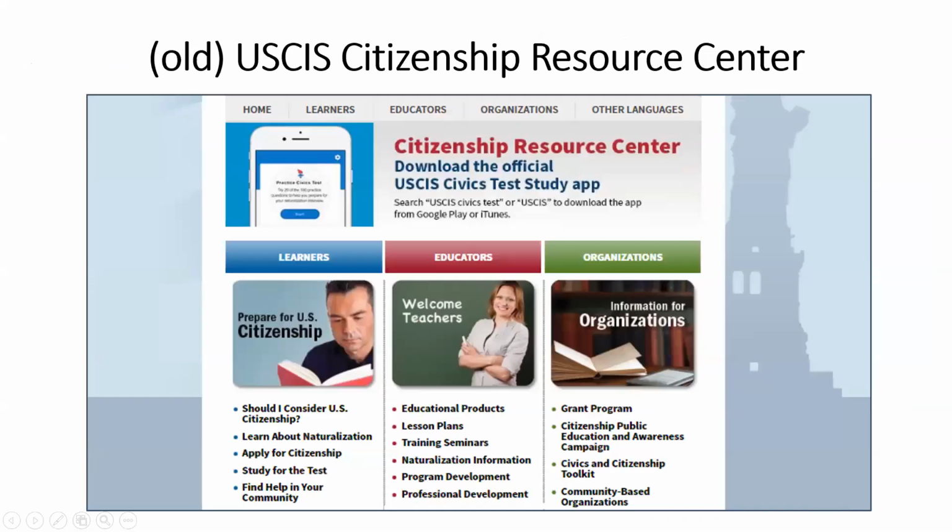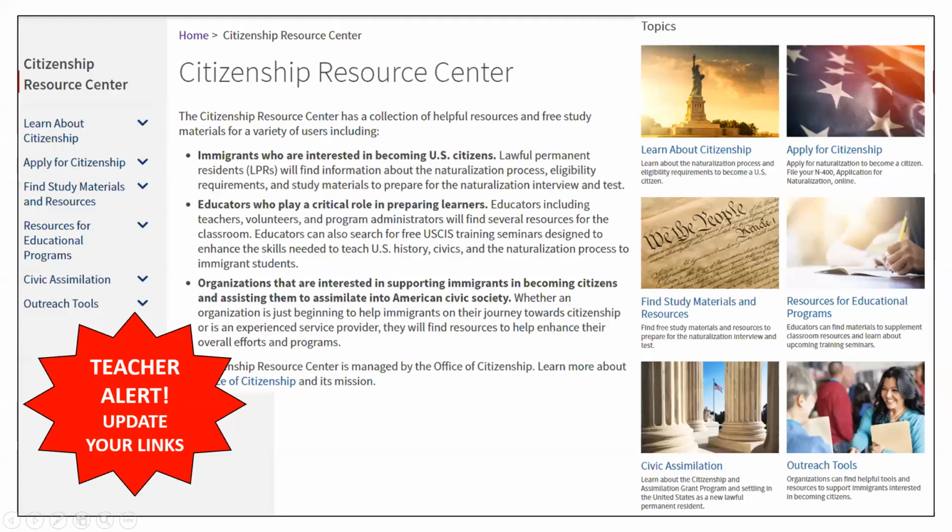So one of the problems is the U.S. Citizenship Resource Center, and anybody who is a teacher or a student lives and dies by this resource. So here you have something very clearly marked with the learners, the educators who are the teachers, and the organization. So if I'm looking for a lesson plan, boom, there's the lesson plans that I can simply download and distribute to my students.